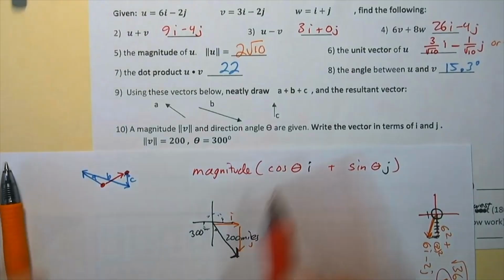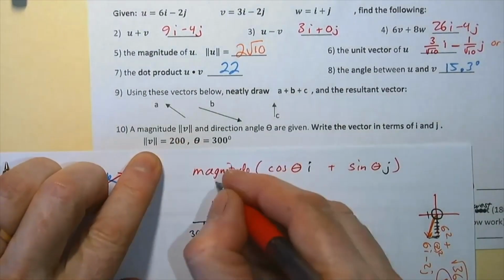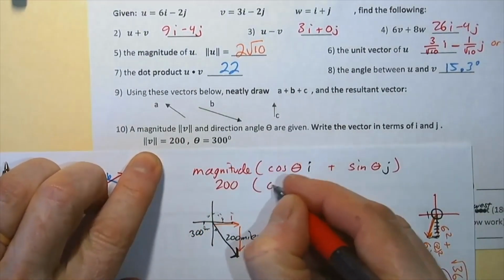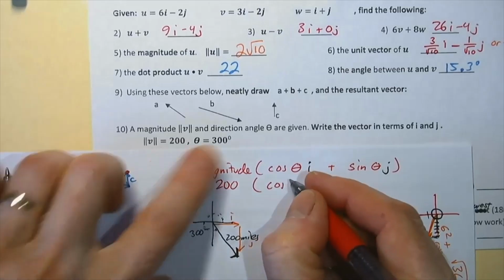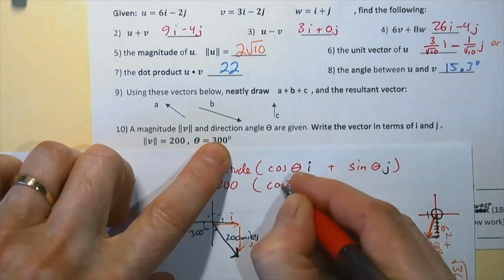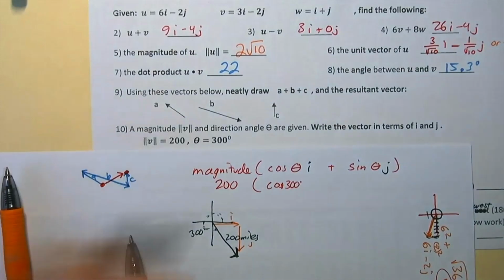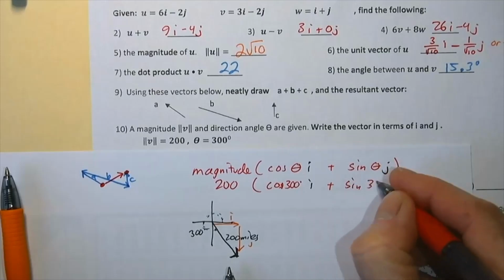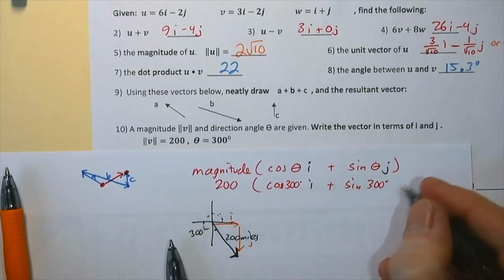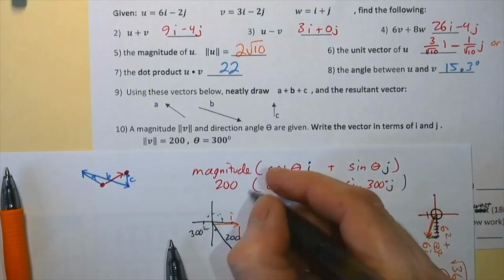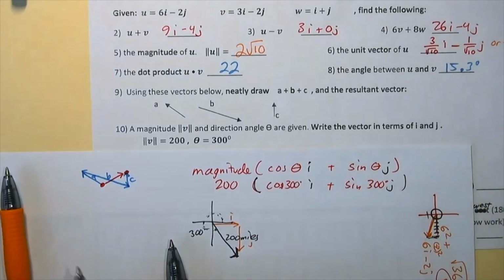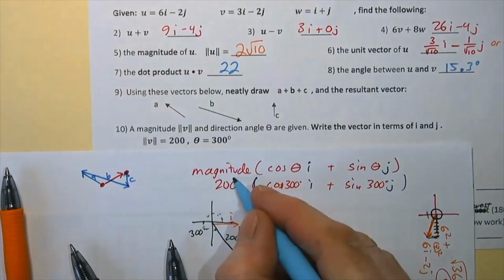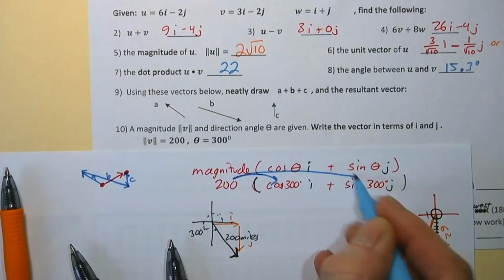Super easy. Just punch them in. The magnitude is right here, 200. Put the cosine, remember cosine is the x. There's your angle, 300 degrees. And then you're going to throw an i on there. Then sine of 300 degrees, and here's j. Close that guy up. So what are we going to do? We're going to distribute 200 times that and 200 times that.